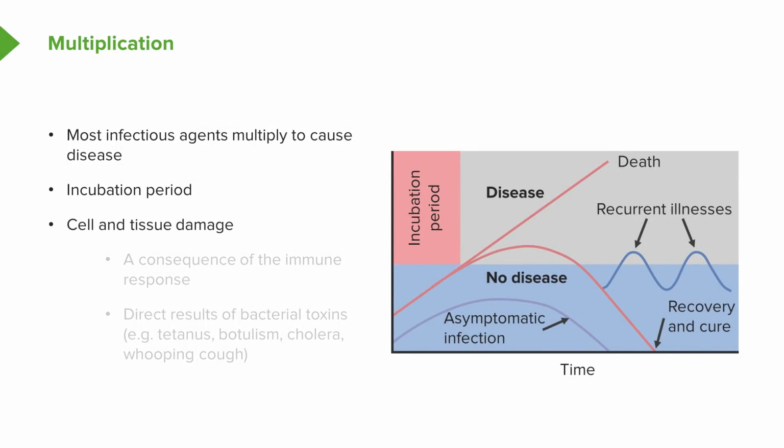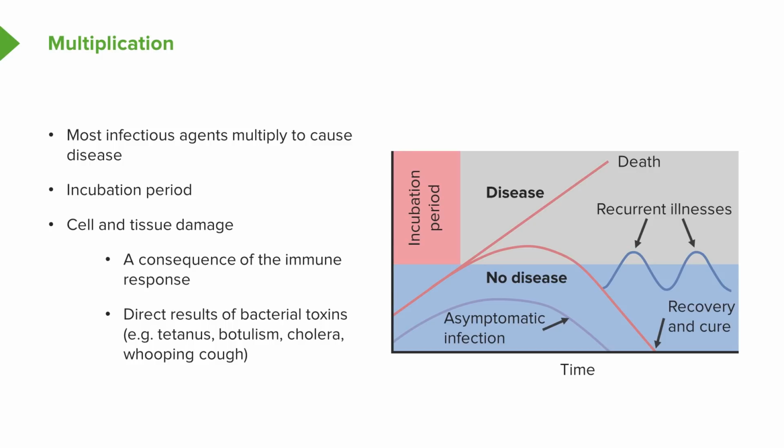Then, as the bacteria multiply, they may either elaborate toxins or they may invade and cause tissue damage. You have a period of disease, and if you follow the red line and go above the blue segment of this graph that says no disease, above the blue is where we have bacterial disease, and this can be a consequence of both the immune response and direct effects of bacterial toxins, which we'll talk about in a moment, on us.